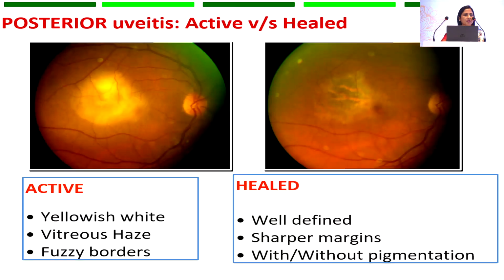So this differentiation is very important, because sometimes if it is just an RPE defect that you are seeing, you can prognosticate and go ahead with your cataract surgeries and everything. But if there is anything cheesy, you see some yellowish thing there, you definitely need to investigate the patient further.